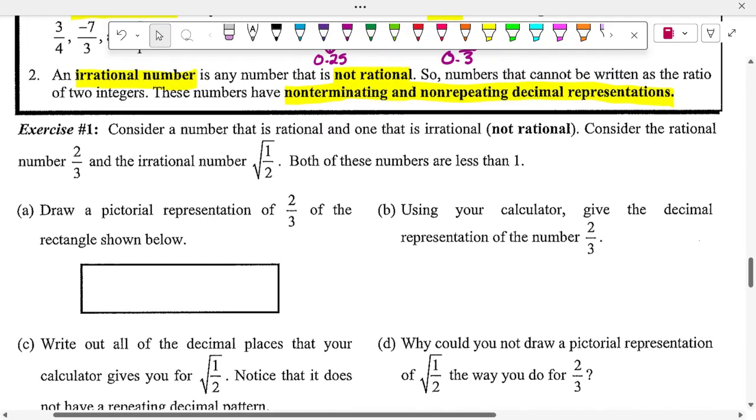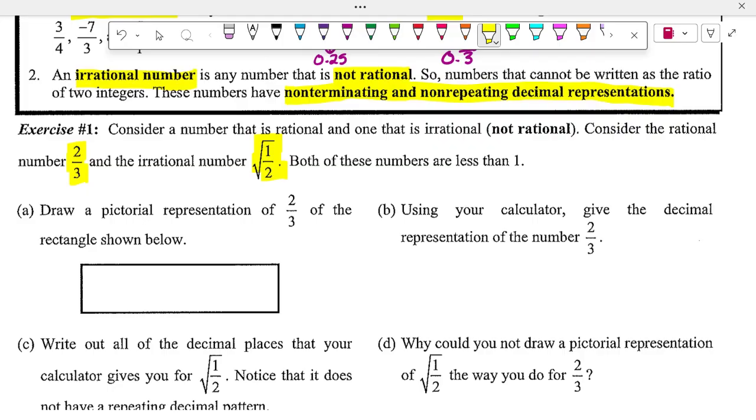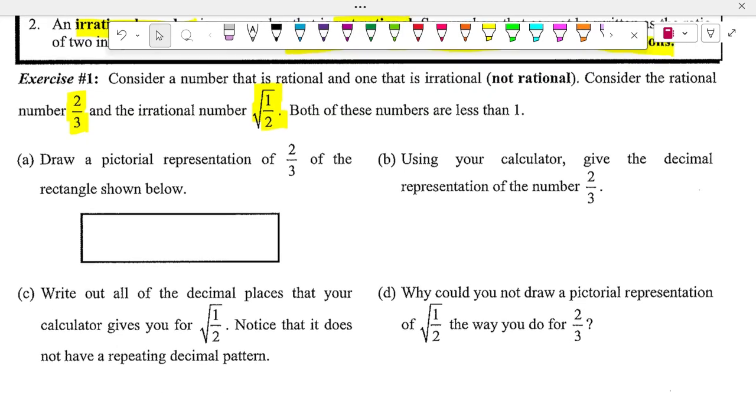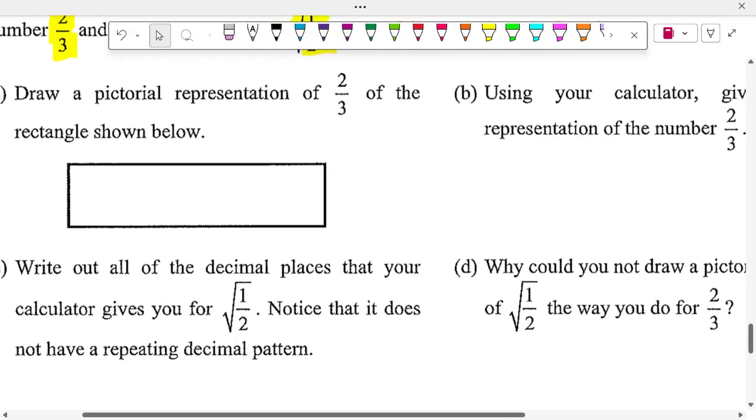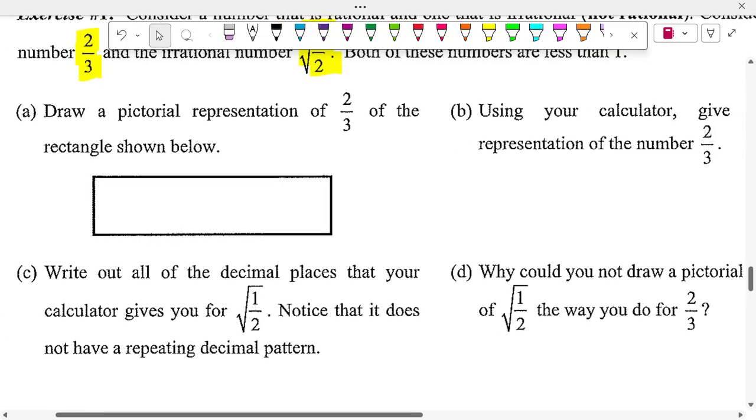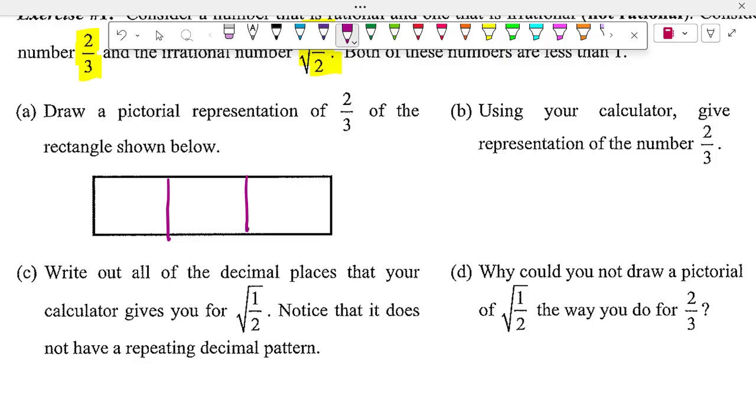All right, so we're going to consider two different numbers. So 2/3 and the square root of 1/2. 2/3 being the rational number, square root of 1/2 being the irrational, and they're both less than 1. All right, so let's travel back in time to kindergarten. If I drew a picture representation of 2/3, how would I draw it? 3 boxes and shade in 2.